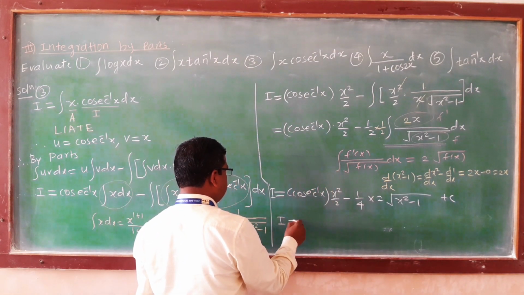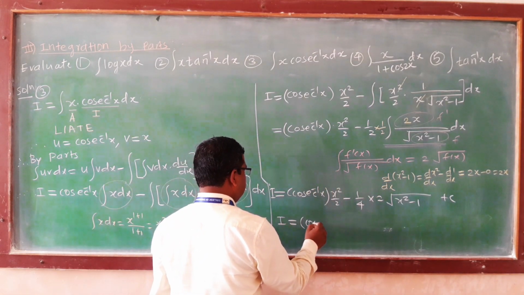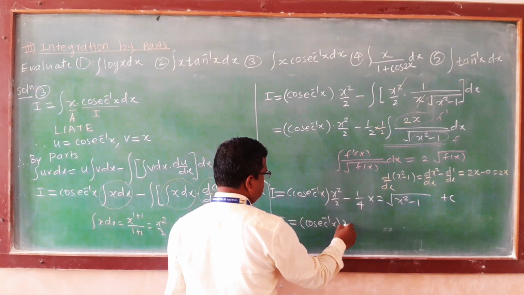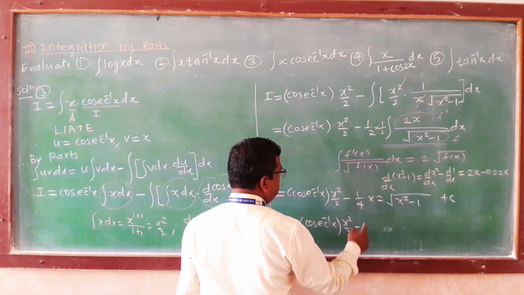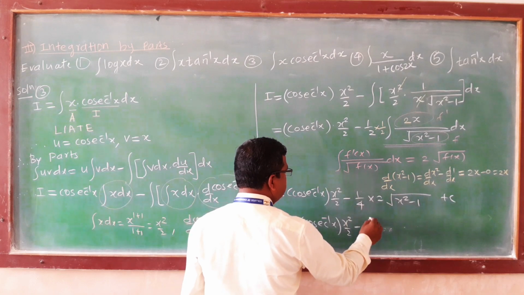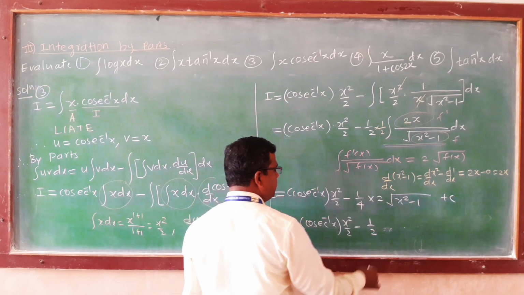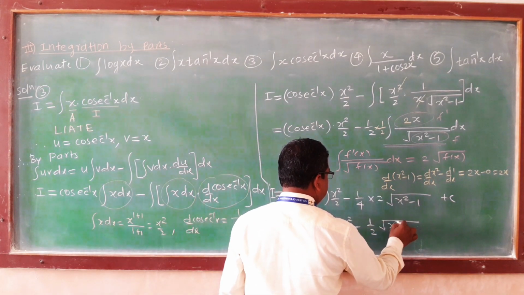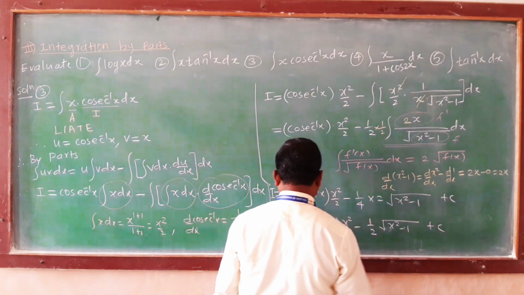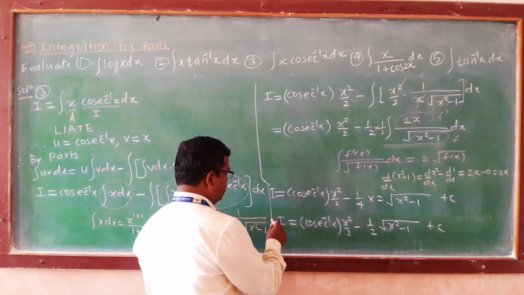So finally we get I is equal to cosec inverse x, x square upon 2 minus 1 upon 4 into 2, this is again 1 upon 2, root of x square minus 1 plus c. So this is the required integration.